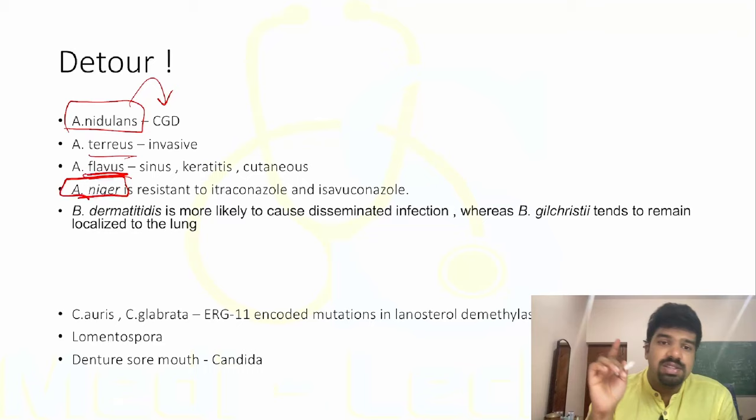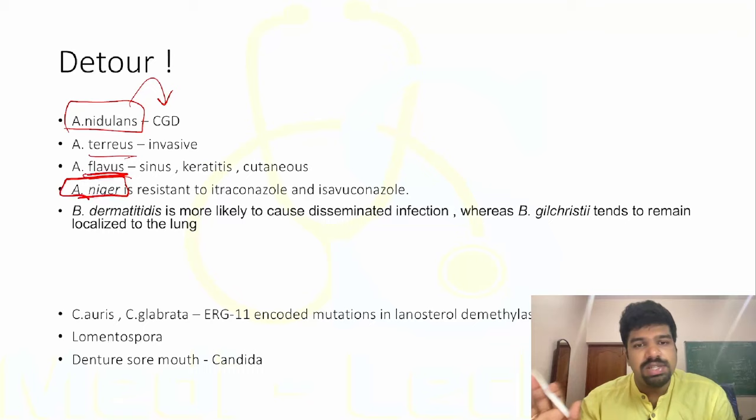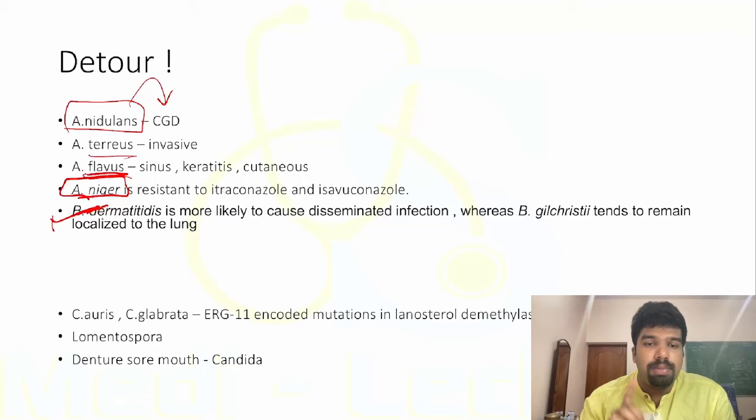Aspergillus niger is resistant, but terreus is not resistant. Terreus is just invasive, but it still responds to the drugs. I have already told you that Blastomyces dermatitidis is more invasive. Don't go with the word dermatitis, but it is very invasive, whereas Histoplasma is only limiting itself to the lung.